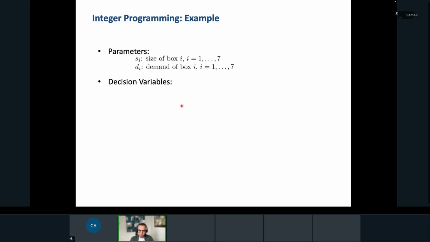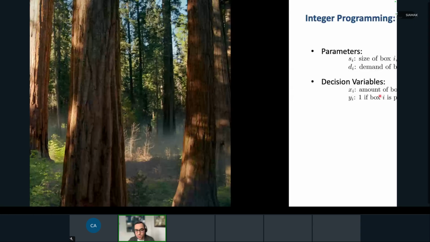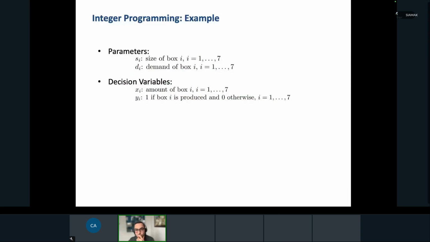Now we have to define the decision variables. x_i is the amount of box i, or the number of box i, maybe that's a better definition, but it doesn't really matter. So x_i is the amount of box i, where i is from 1 to 7. Then we have y_i, which is 1 if box i is produced, and otherwise it is equal to 0.